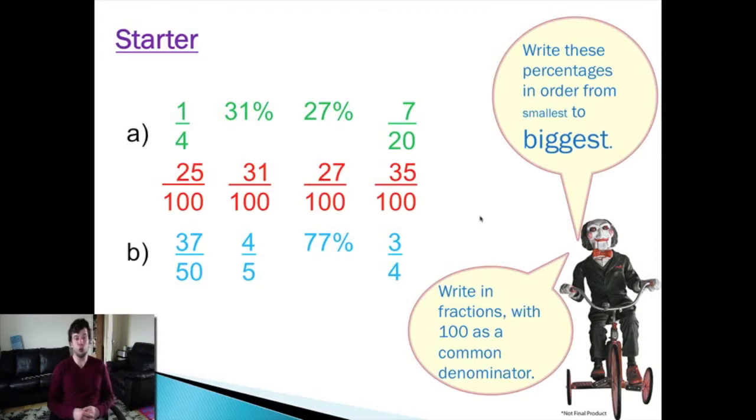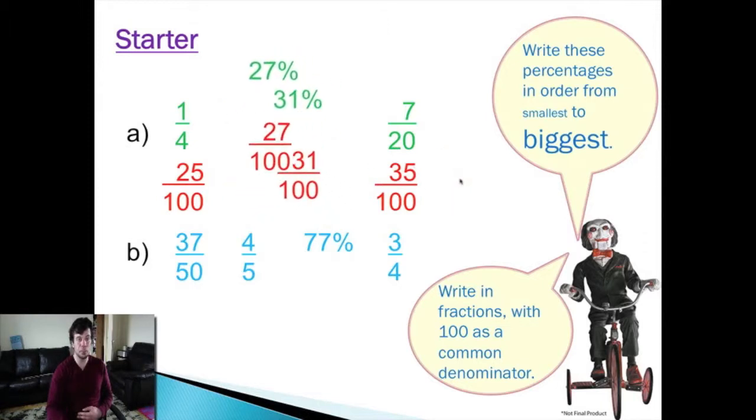We've now got 4 fractions which are expressed over 100. It's easy to see now that 25 100ths is the smallest and 35 100ths is the largest, with the other two being in the wrong order in between.